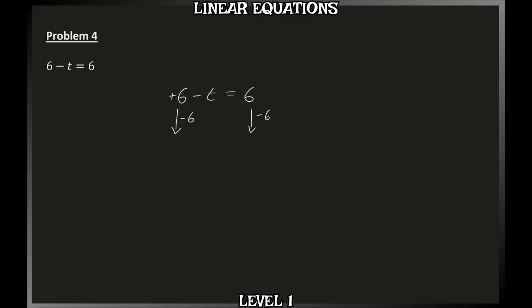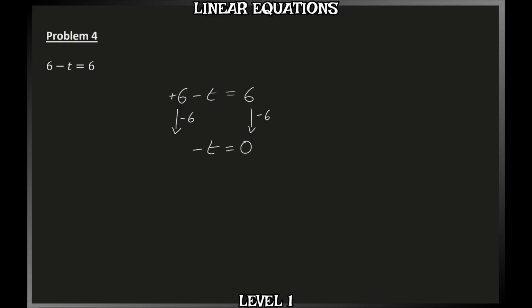Now on the left, 6 minus 6 is 0. So the left-hand side of the equation becomes minus t. And it's important that we remember we have this minus attached to t. On the right, 6 minus 6 is 0, and so we have minus t is equal to 0. Now we can see from here that if minus t is equal to 0, then t must be 0, and we can write the answer down just by looking at it.